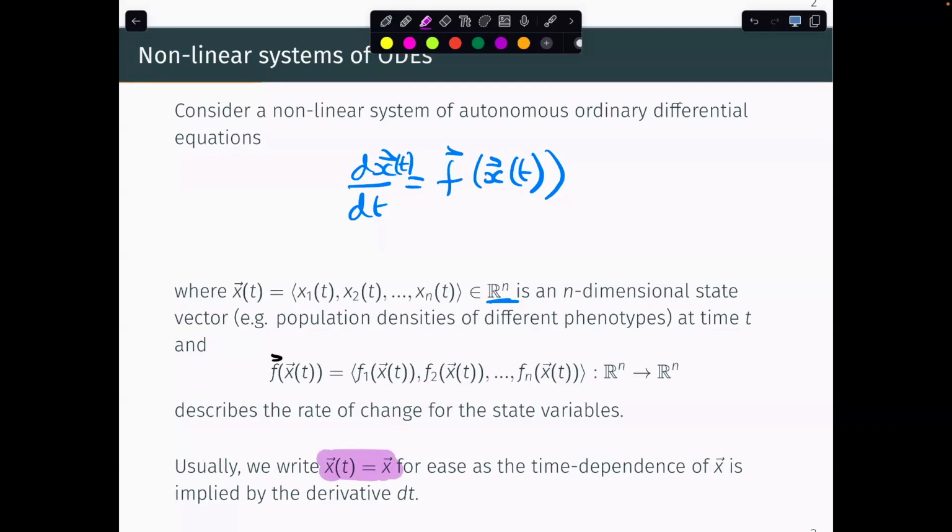Could we think of f as like the total rate of change for the state variables, like the vector? I mean, yes, if you like, it depends on the context. What do you mean by total? I mean, if you were to sum over these and this was just one population, it would be the total change in the population size if you sum over them.